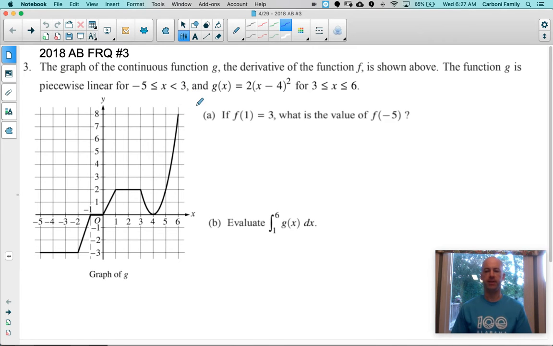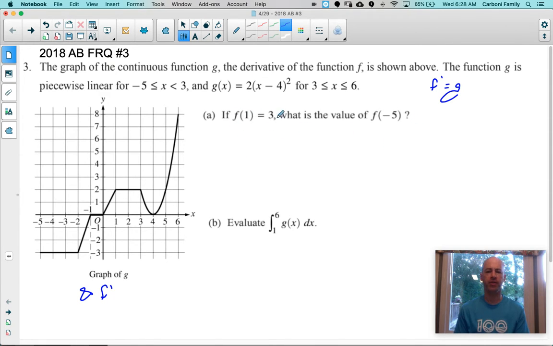Okay, the 2018 number 3 from the AB exam, we have a function g. It is a piecewise function. It is linear to the left of 3, and it is this parabola between 3 and 6. They do tell you that g is the derivative of f. So I'm going to indicate that while this is the graph of g, this is also the graph of f prime. And I may make that note up here as well. F prime is equal to g.